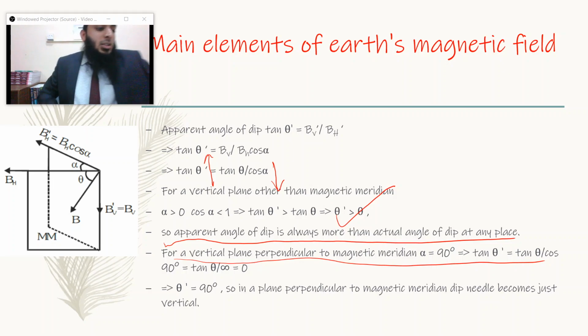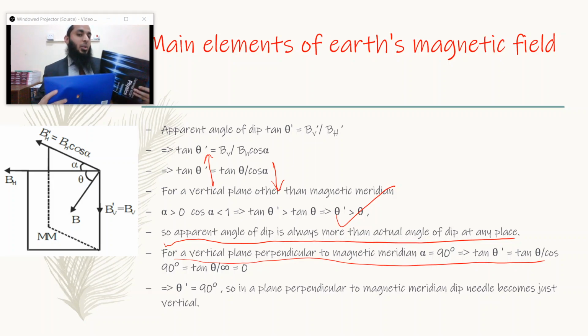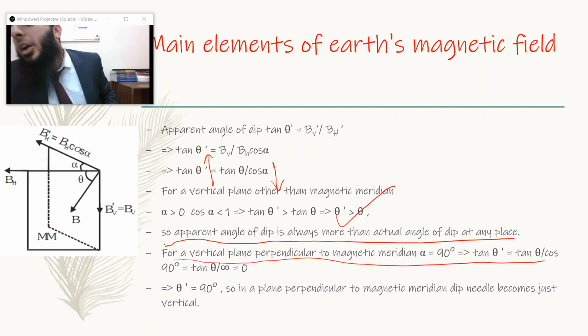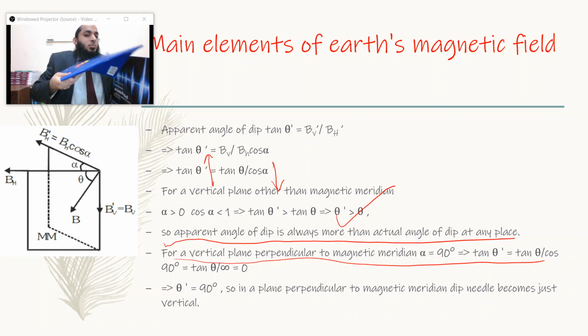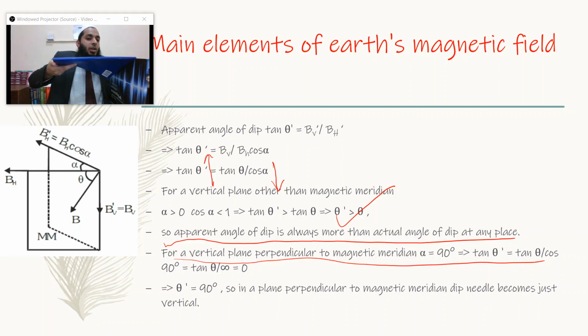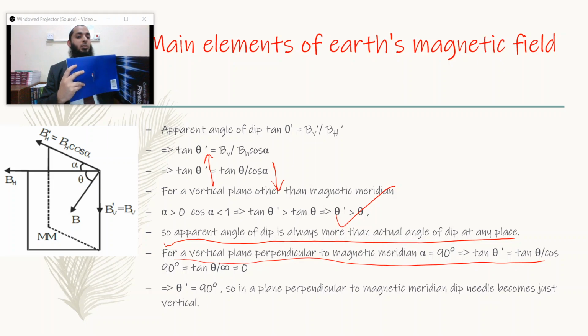This is the magnetic meridian. Let's bring back those books we had. So this is our magnetic meridian, and if I keep a plane here perpendicular to it, the magnetic meridian and this plane are perpendicular to each other. I can show it like this, but you will not be able to see the angle, so this angle is 90.